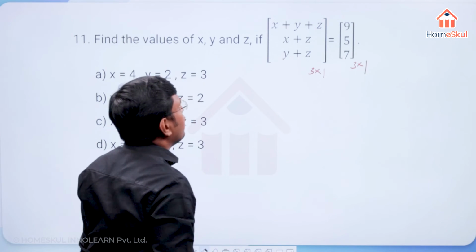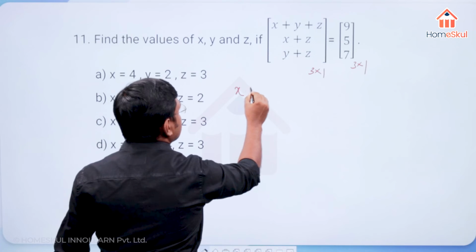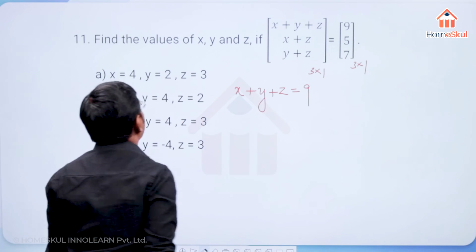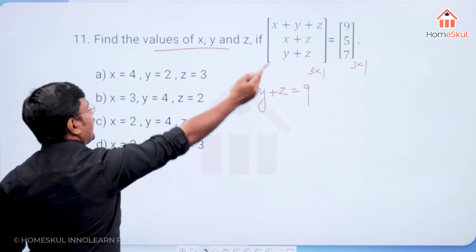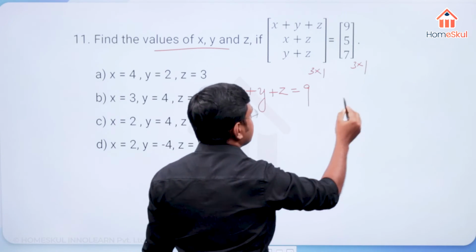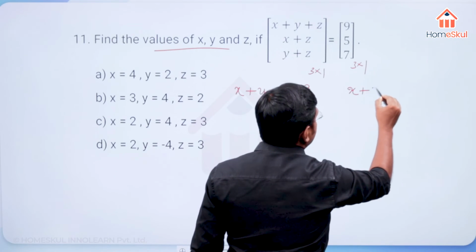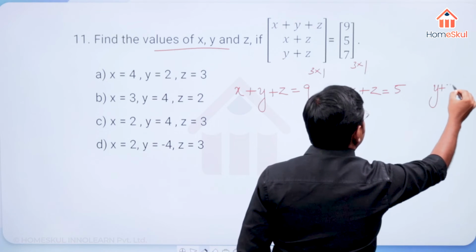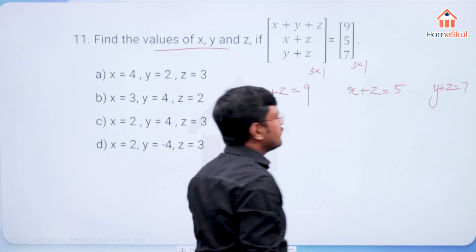So from this frame, we know that x plus y plus z is equal to 9, correct? What we require, we need to find the value of x, y and z. 4 options are given. Yes, x plus y plus z is equal to 9. Next is x plus z is equal to 5, and the last one y plus z is equal to 7. These are the frames given.